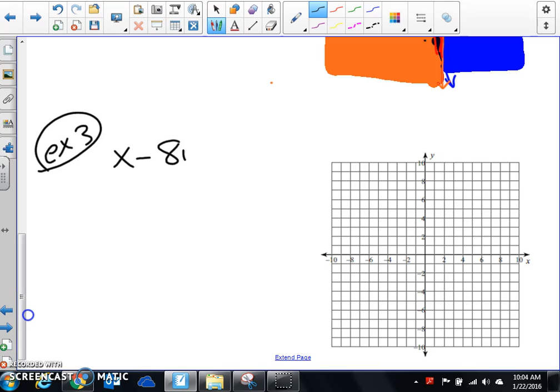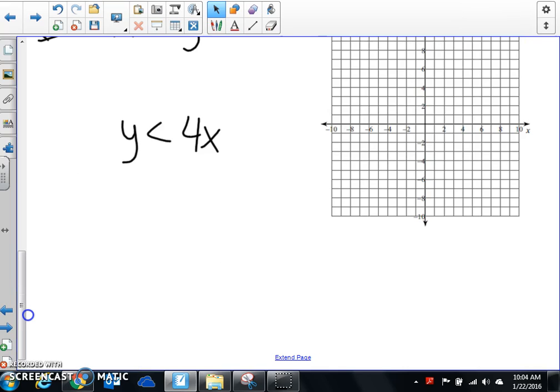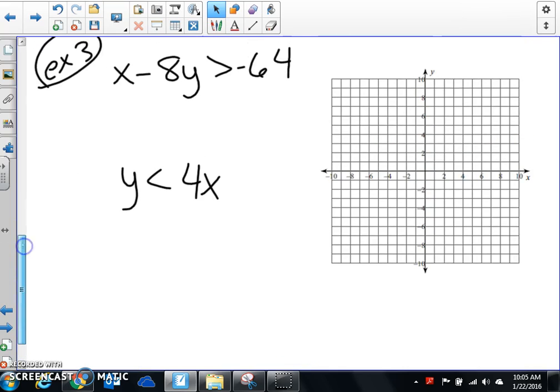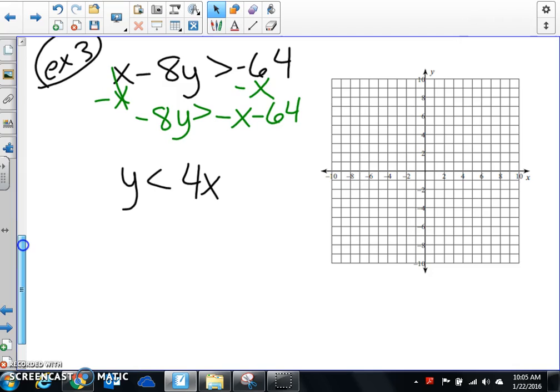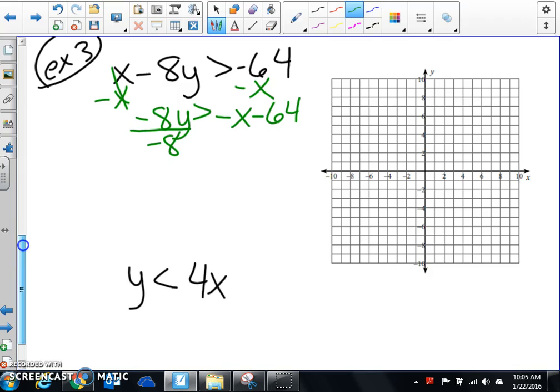x minus 8y is greater than -64, and y is less than 4x. I gave myself a little bit more room because I knew I was going to have to do some simplifying. So I need to get it into y equals mx plus b, so I subtract x. -8y is greater than -x minus 64. Let's actually move this down a little bit further. And then I divide everything by -8. When I divide or multiply by a negative, I flip my inequality.